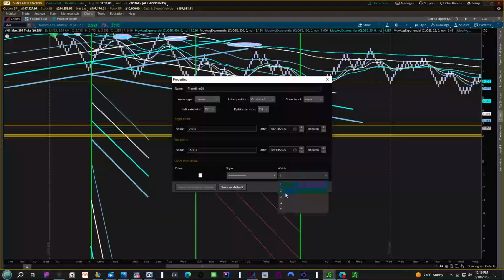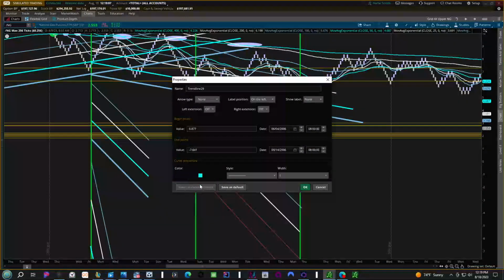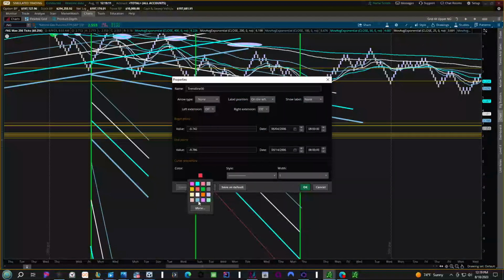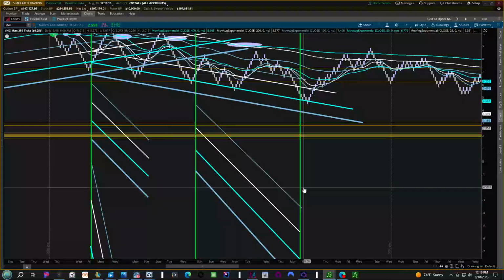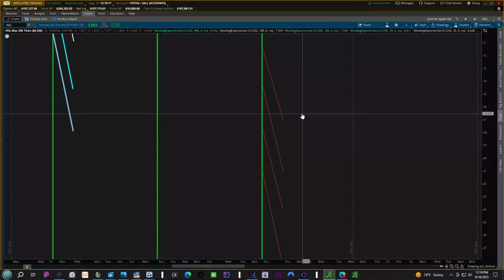The definition of a fractal is that there must be, for an up fractal, a bar that is higher than the 2 preceding bars and higher than the 2 following bars. Now, the 2 preceding bars and following bars don't have to be like a tent. They don't have to be this way.